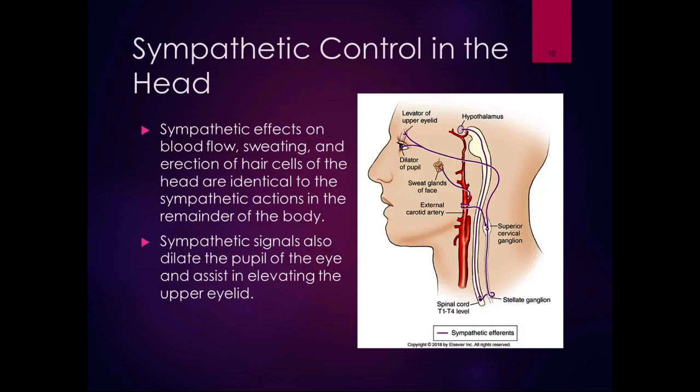So in the head, it's cranial nerve input. The sympathetic affects blood flow, sweating, and erection of hair in the head. They're identical to what happens in the body. The only difference is that you're getting the information from cranial nerves versus the peripheral nerves in the body. The sympathetic signals also dilate the pupil of the eye and assist in elevating the upper eyelid. Those are also controlled by cranial nerves.